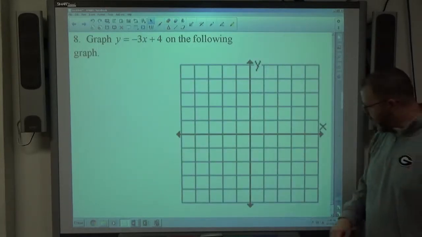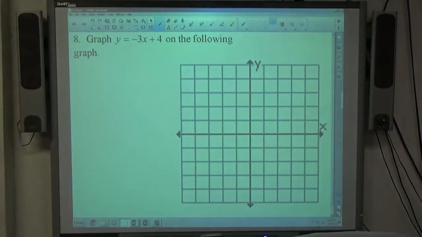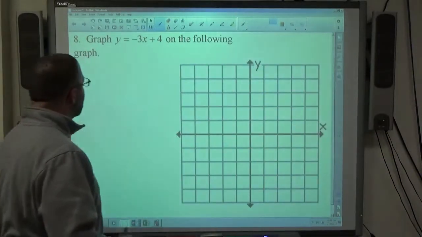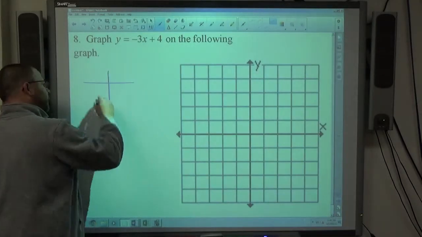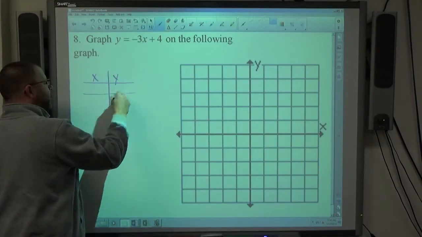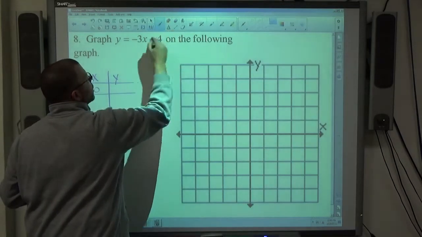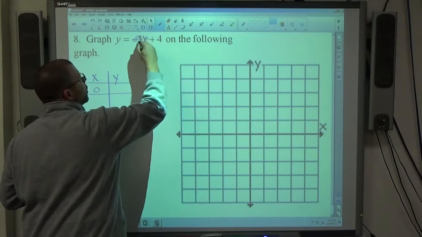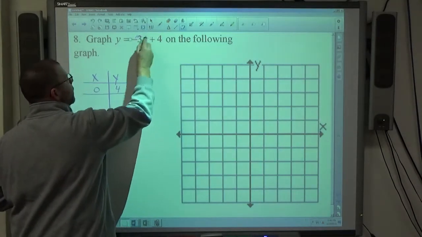Number 8, graph y equals negative 3x plus 4 on the following graph. Okay, y equals is already there, so we're ready to go. We always want to start with 0 for x because that's easy. All 0 does is it makes this term here go to 0, so I'm left with y equals 4. Easiest thing in the world to do.